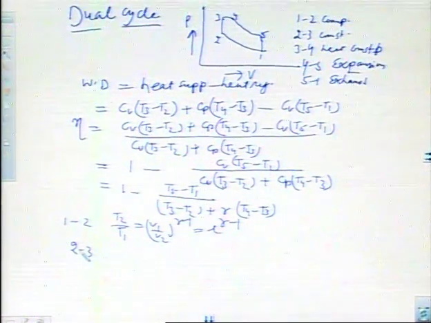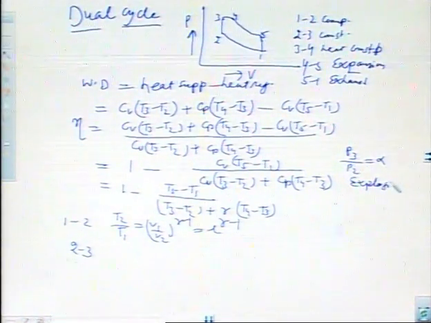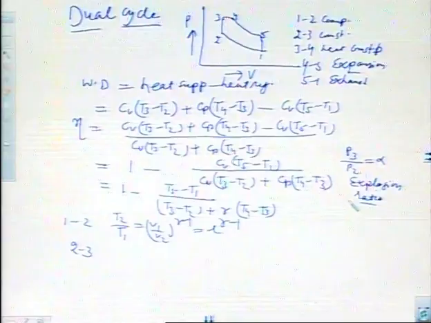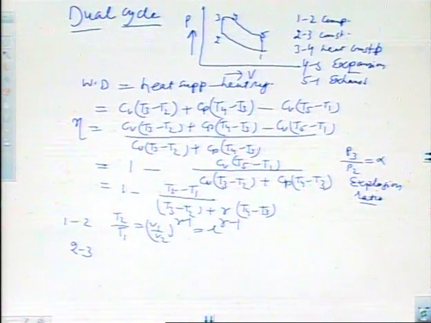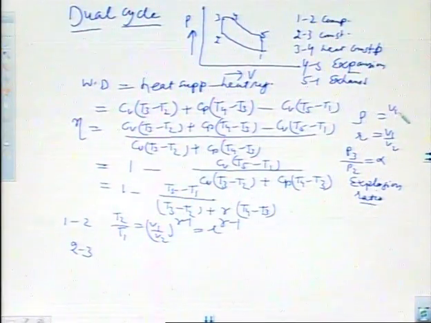Here we will define another term: P3 divided by P2 is called alpha. This is explosion ratio. So, we define 3 terms here, that is compression ratio, cutoff ratio, and third is explosion ratio. Cutoff ratio is rho, compression ratio is R. V1 divided by V2, V4 divided by V3.